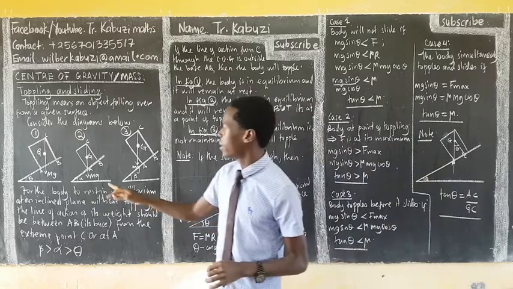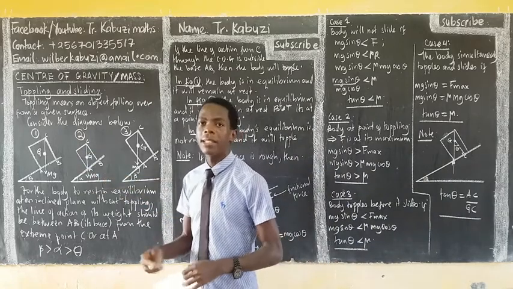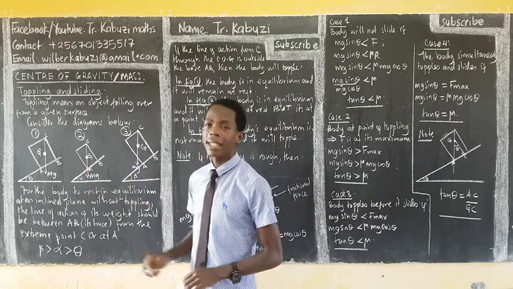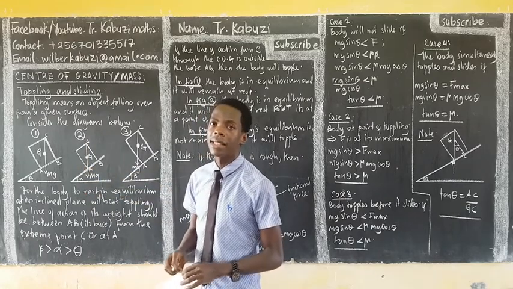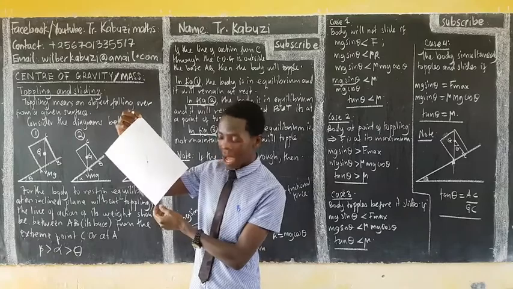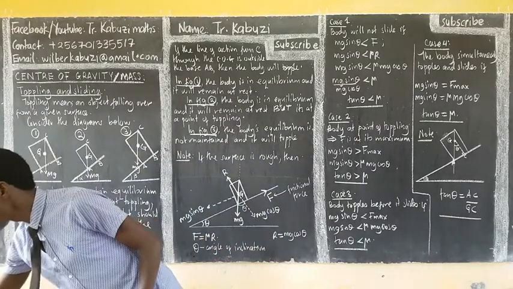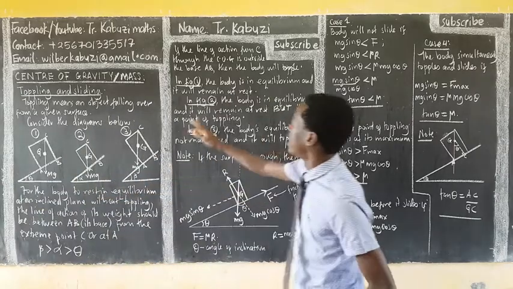As long as you know these ones, if they say at the point of toppling, it means that the line of action is between two extreme ends, the one at the top and the one at the surface. As simple as that. Okay, so now we come to this.